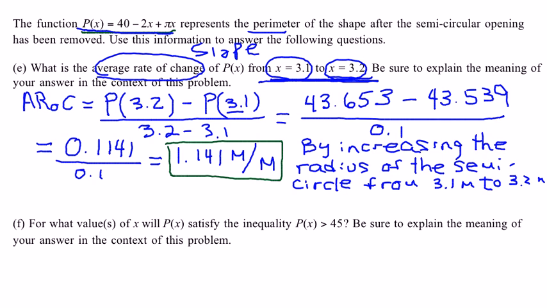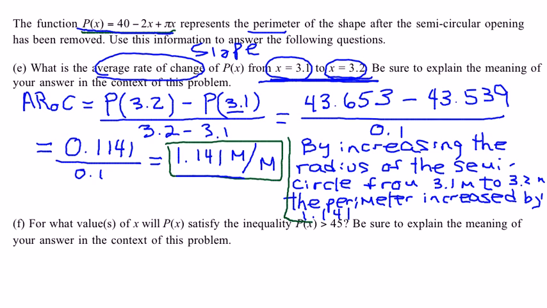The perimeter, and that's what's changing, the perimeter. So what happened to the perimeter? Well, the perimeter is increasing. By what amount? Well, it increased by this amount, 1.141. And that is all. That's all we need to really say about this when we are explaining the meaning of the rate of change in the context of the problem.